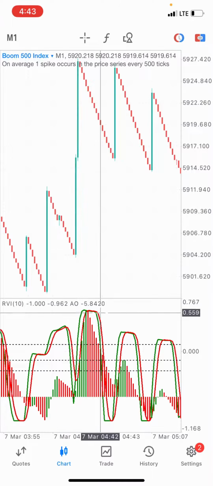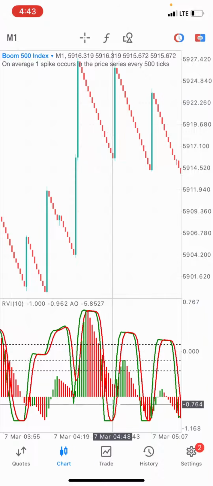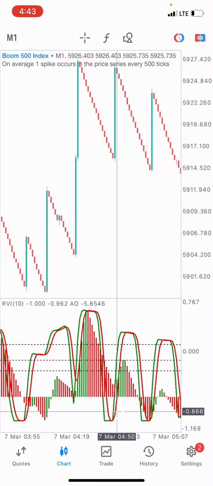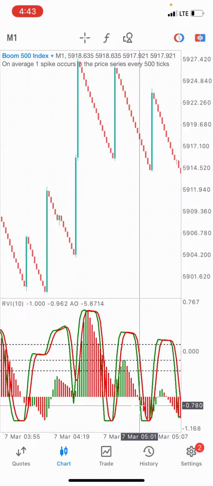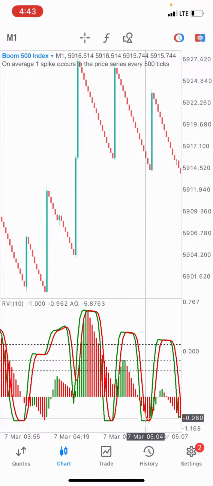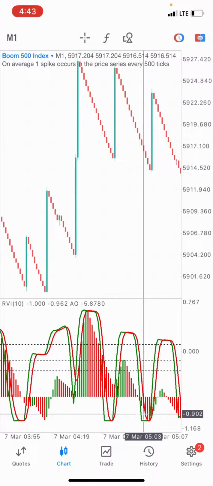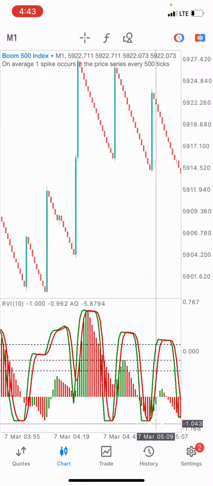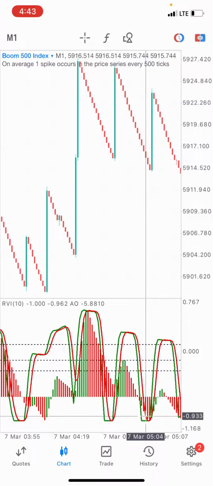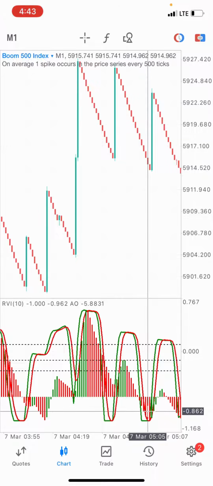Now you see that this is the RVI. When it's on a downtrend and the awesome oscillator is also on a downtrend, you place a sell during the downtrend of the RVI and during the downtrend of the AO. That's when you place a sell. Then you exit immediately when there's a crossing above. When you see that there's a crossing above, you close immediately because a spike is going to come.